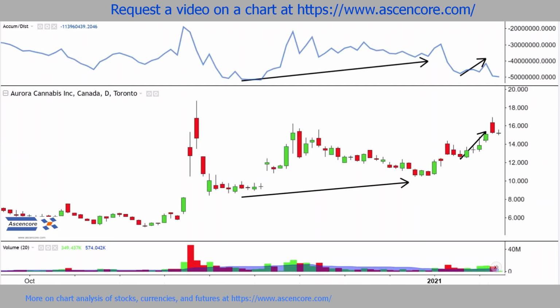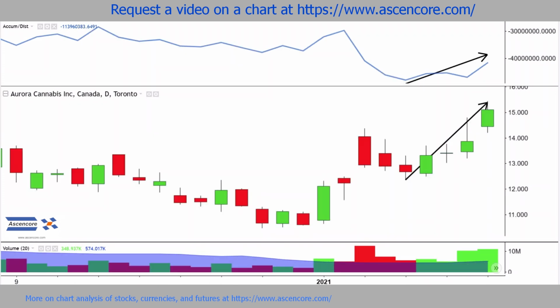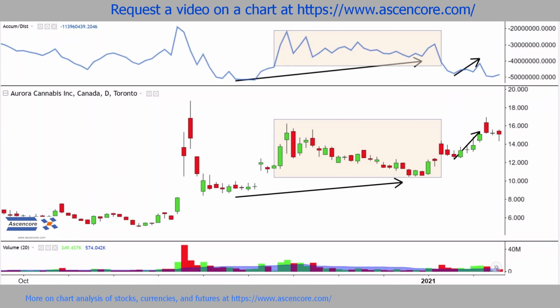Looking at the bigger picture, the overall trend is still up for both price and the AD indicator, even though in the short term, those 3 red candles did have a major impact in dropping accumulation distribution values at the beginning of 2021.